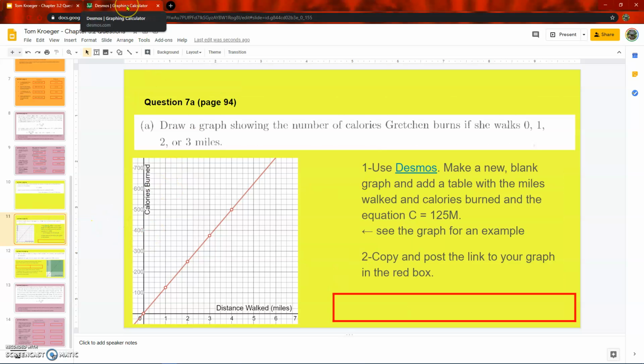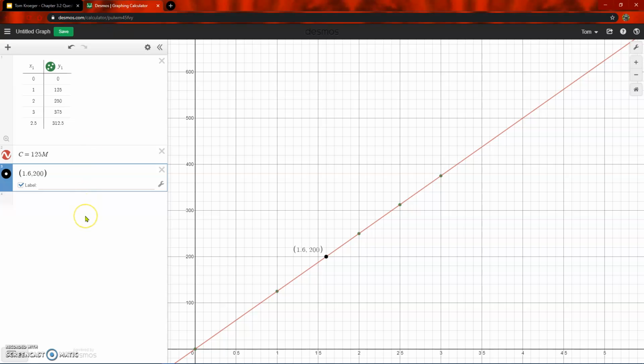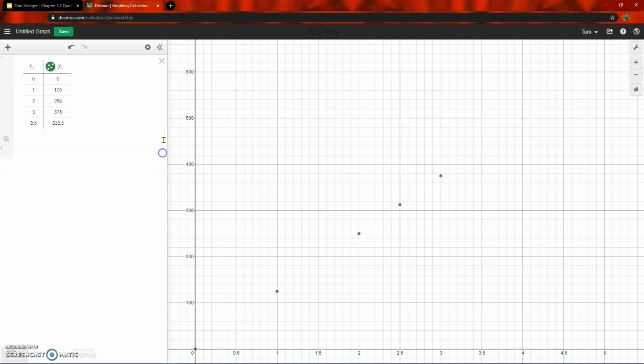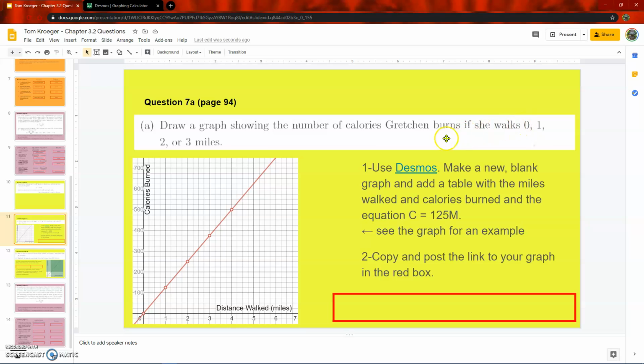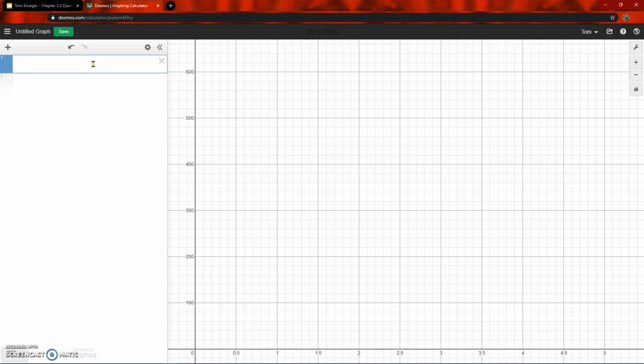So I think I've already got this built up here. I do. So I'm going to redo it just so we have it. All right. From the story problem, we have a table. We have an equation. Let's do the equation first. C equals 125m. Right, and it draws the line for us. I've already adjusted the axes here. The horizontal axis is the number of miles. The vertical is the number of calories she's burned. That's in the wrench menu over here.